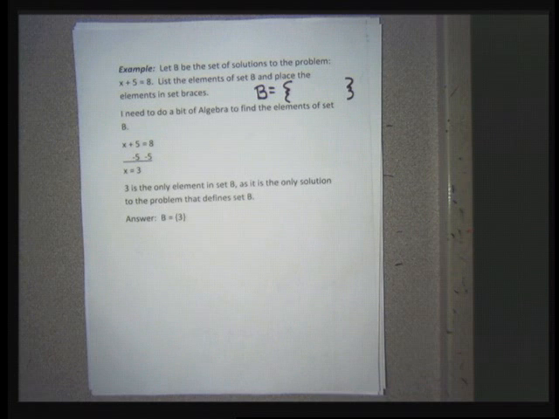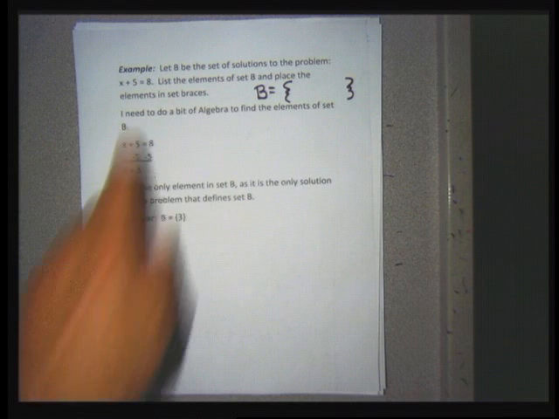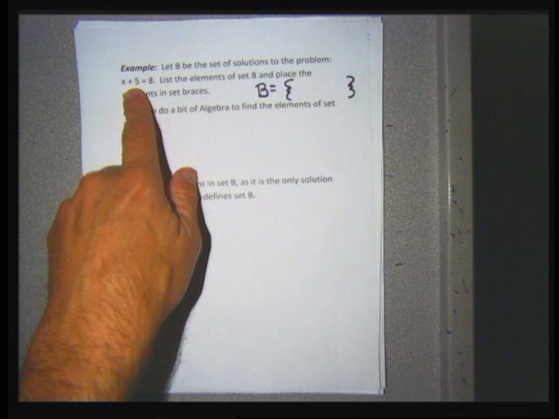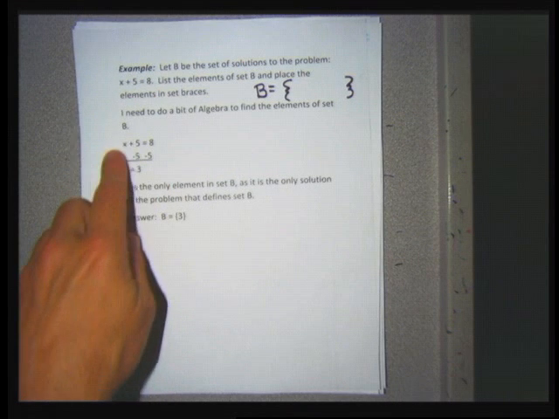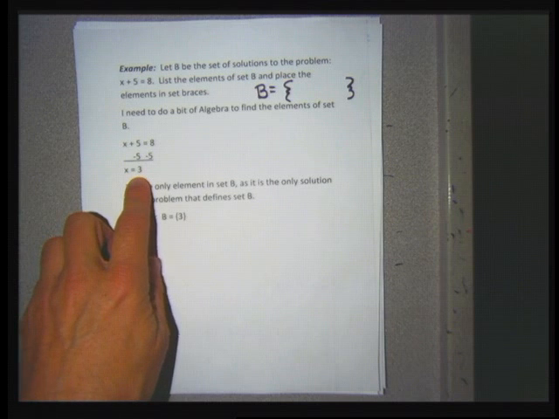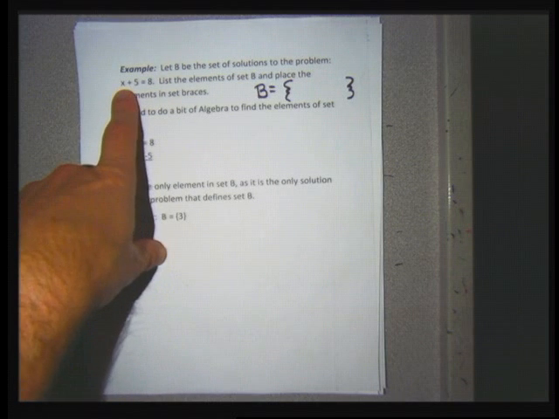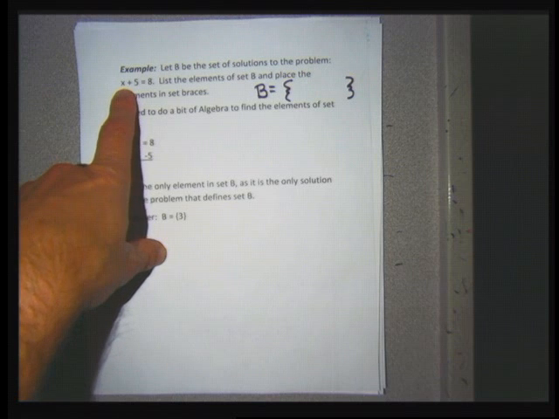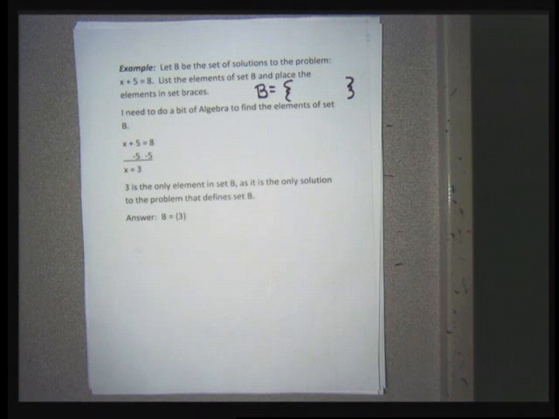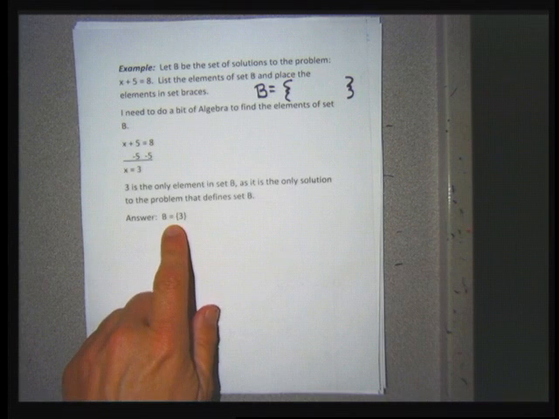But in order to figure out the elements of set B, I need to take the problem that's in the definition of set B and solve it. So I just took the equation x plus 5 equal to 8, subtracted 5 from both sides, and I got x equal to 3. So B consists of all the solutions to that statement, and the only solution to that statement is 3, because if you plug in 3 for x, you get 3 plus 5 equals 8, or 8 equals 8. There aren't any other numbers that are solutions, so B only has one element in it, and B is the set that contains the element 3. And so this will be the nicest way to write that answer.